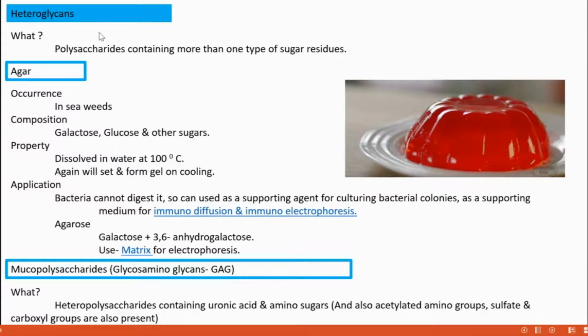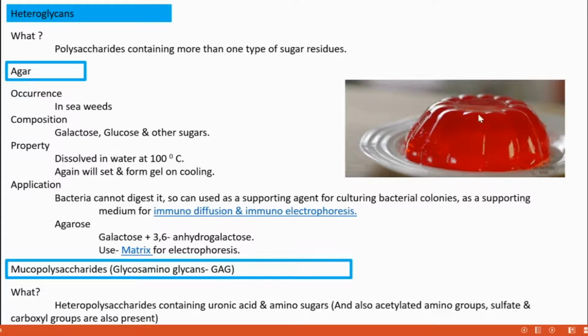So homoglycan is over. Next we are moving to hetero. Hetero means composed of different types of sugar units. These are polysaccharides containing more than one type of sugar residues. Examples we are going to see.